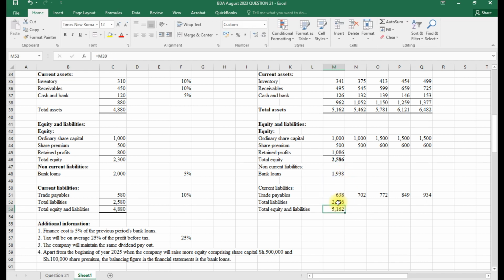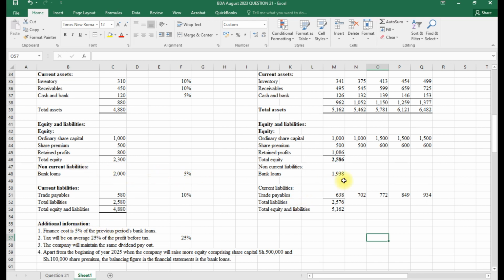Yeah, that way. And again here you can put the top border. I'll later use that, the thick one, so that when you add 2572 and 2586, it will give you 5162. That one is okay.